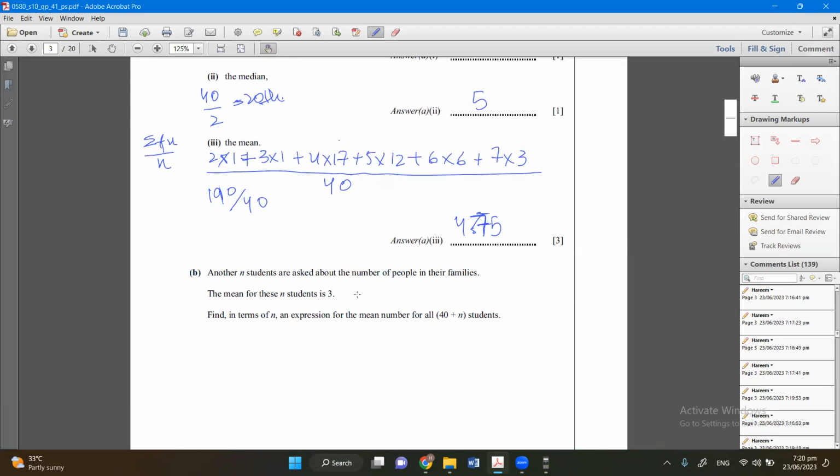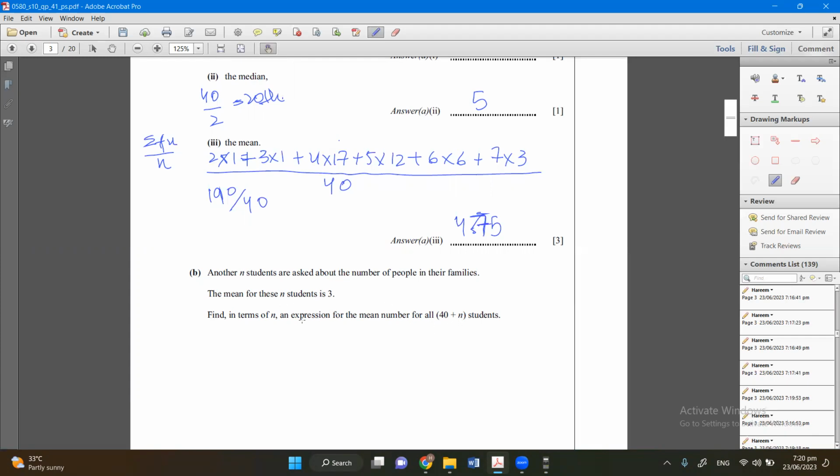Now another n students are asked about the number of people in their families. What they are saying is another n family, another n people. The mean for these n students is 3. So find, in terms of n, an expression for the mean number for all 40 plus n students.